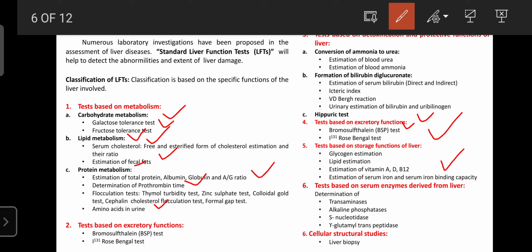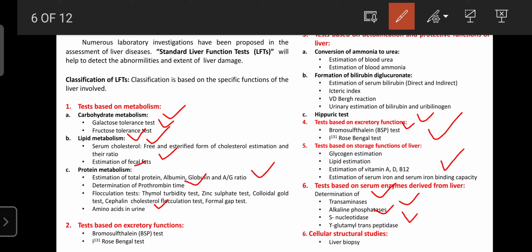Then the test based on serum enzymes derived from the liver, that is the determinations of transaminase, alkaline phosphatase, 5' nucleotidase, and gamma glutamyl transpeptidase. The levels of these enzymes increase during liver cirrhosis, jaundice, hepatitis, or liver toxicity. So with the help of estimations of these enzymes, we can get the condition of the liver.